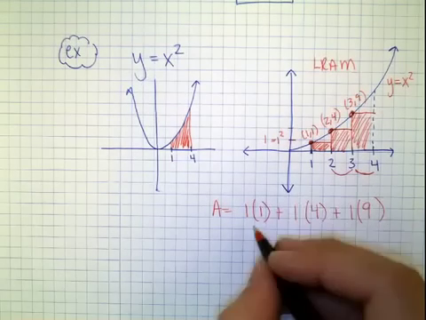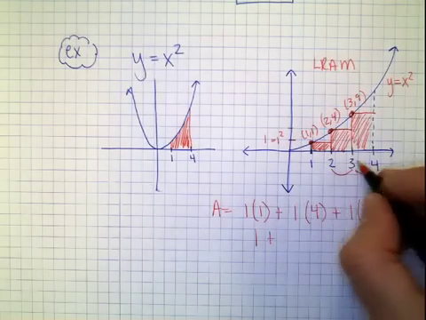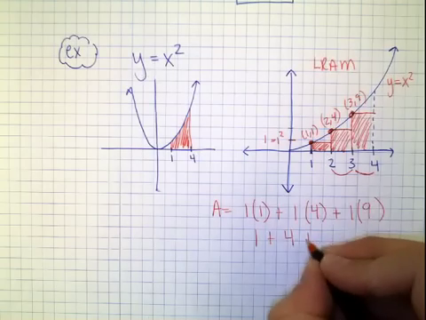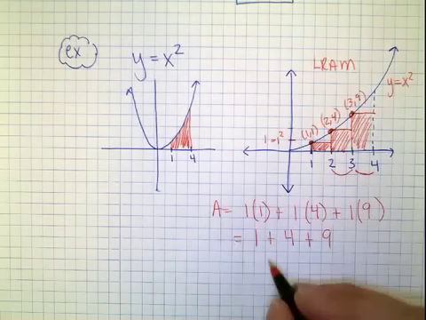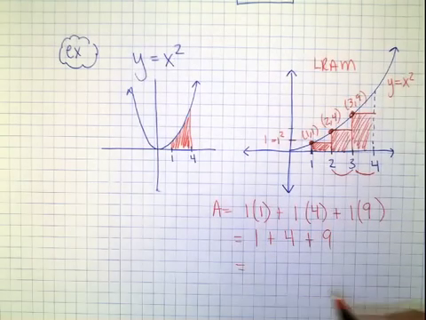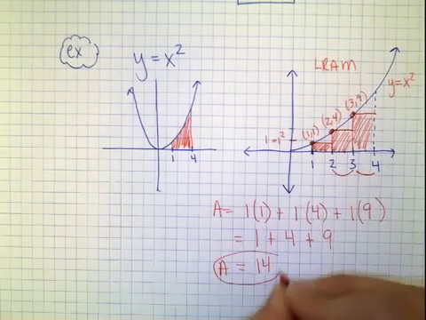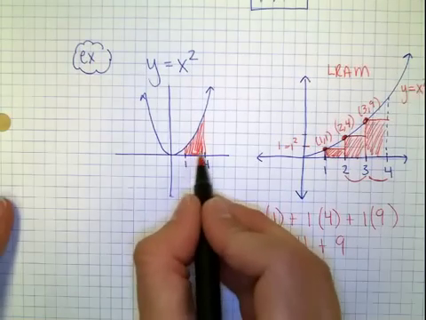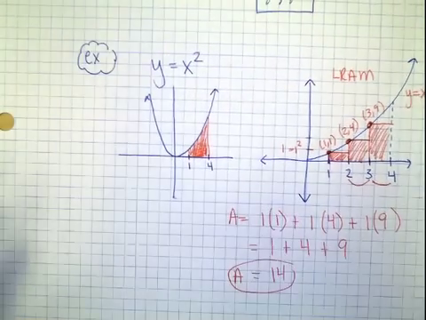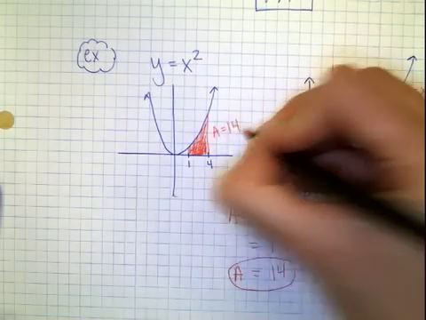So the area of the little rectangle is 1 times 1, so 1. The medium rectangle is 1 times 4, so 4. And the largest rectangle is 1 times 9, so 9. So the area is 1 plus 4 plus 9, which is 14. So my guess for the area of this shaded region that I shaded completely is that it has about an area equal to 14.